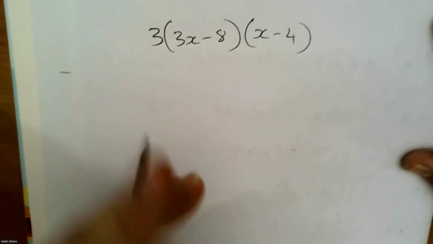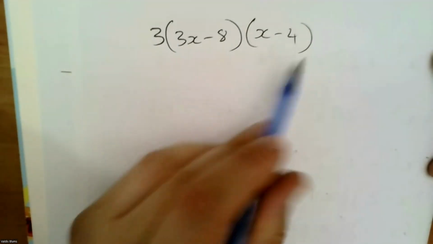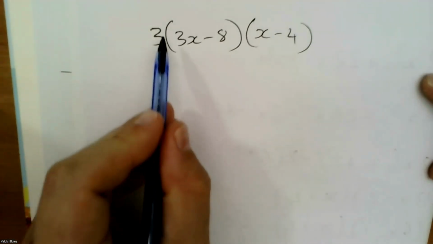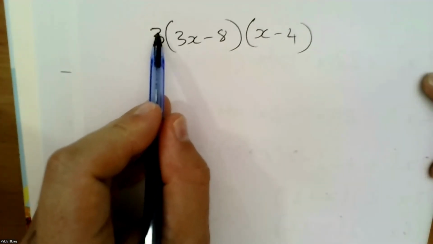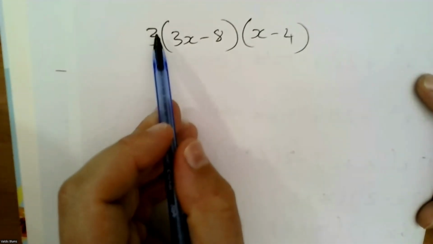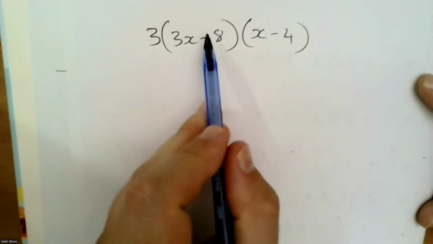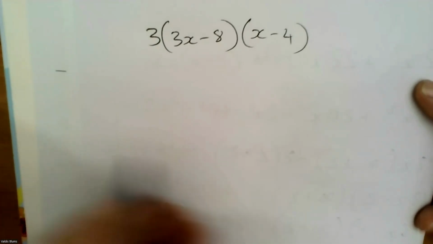Okay, again, for this last question, because it's already in a completely factorized form, we're just going to expand and simplify. So order doesn't matter. So we could expand the 3 into this brackets first, or we could expand this brackets into this brackets first.